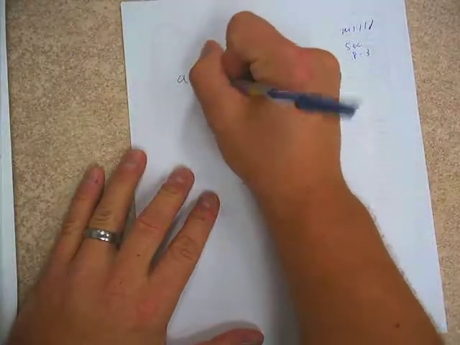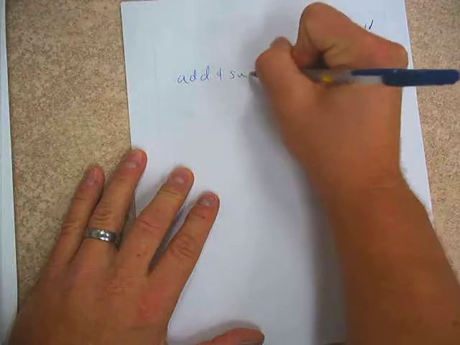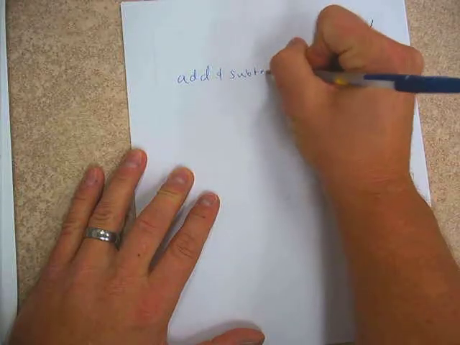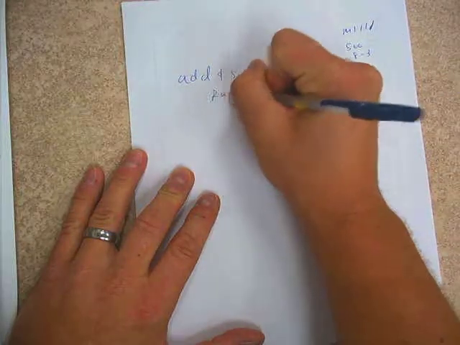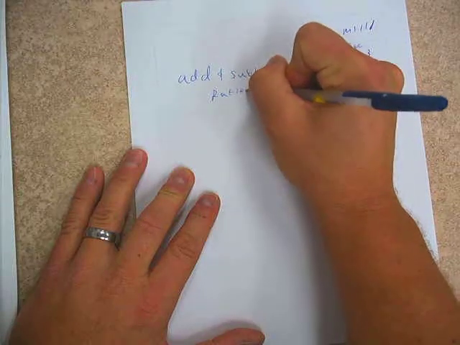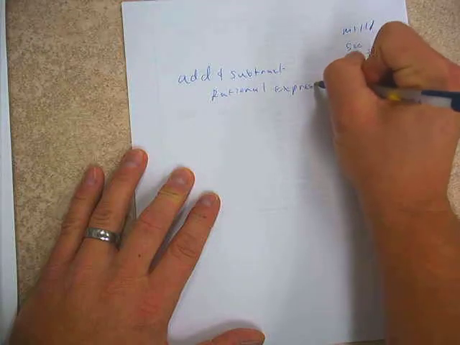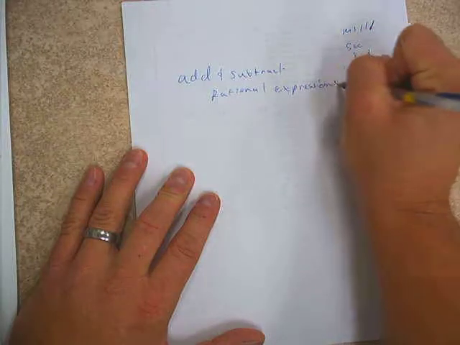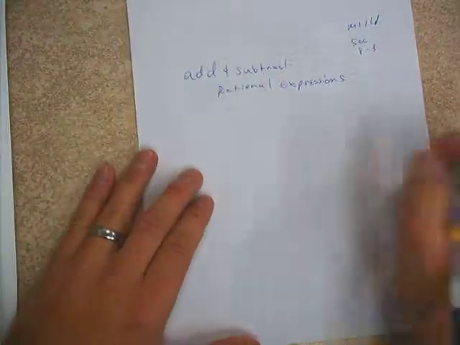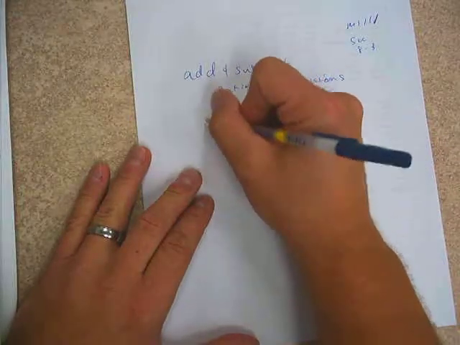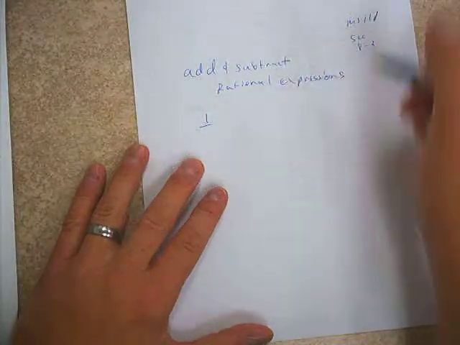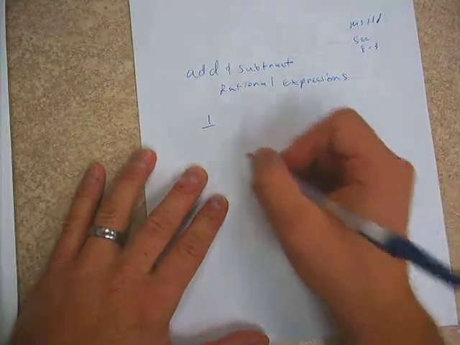Okay, in section 8.3 we're going to be discussing how we add and subtract rational expressions. We talked about last time how to multiply and divide rational expressions. So today we're going to deal with the other two operations, which are adding and subtracting. To start out, let's review what we know about adding fractions in general, because rational functions are functions that look like fractions, as we know, polynomial over polynomial.